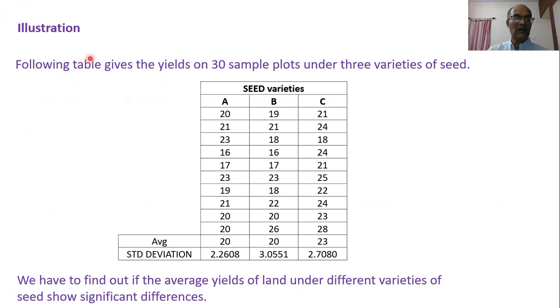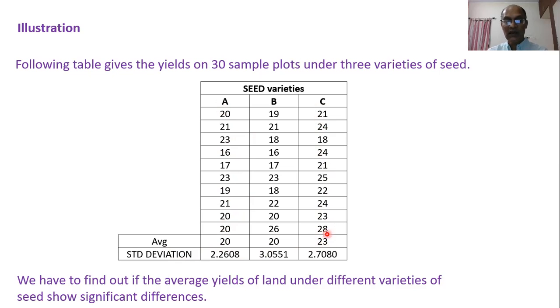Now one example we are going to take up. The following table gives the yields of 30 sample plots under 3 varieties of seeds: A, B, and C, and their outcomes. The average value of each category of seeds is given here. It is 20 for A and B, and category C is 23.